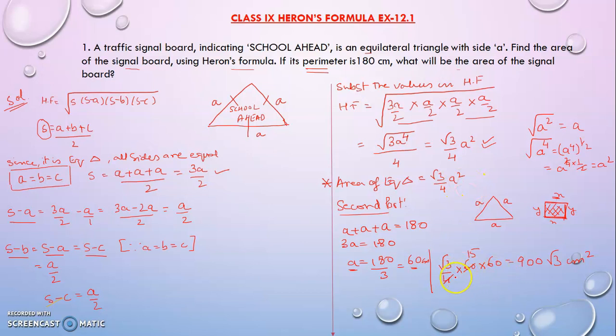Now this is simple calculation. 4 ones cancel, so 15. 6 fives are 30, 0 plus 3, 900 and root 3. So 900 root 3 centimeter square is the area of the signal board. Are you following, students?